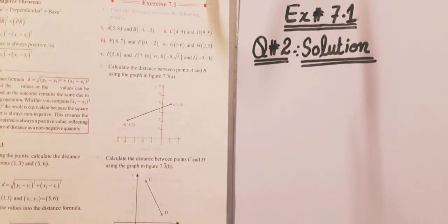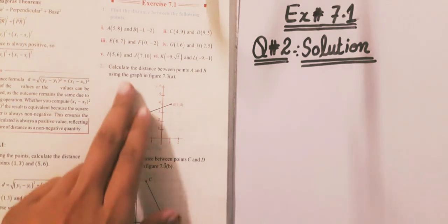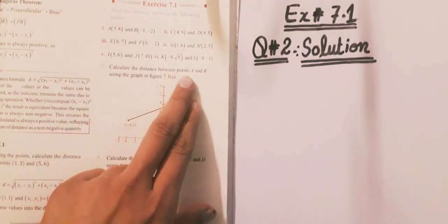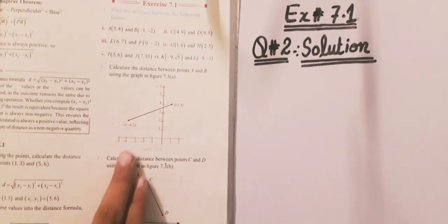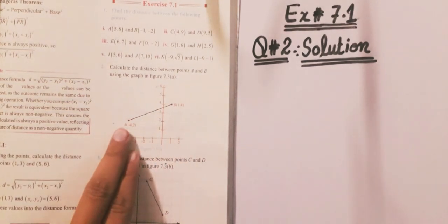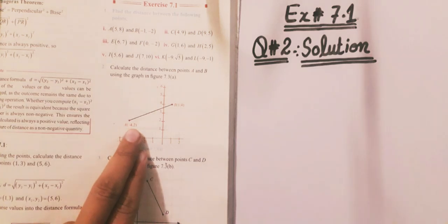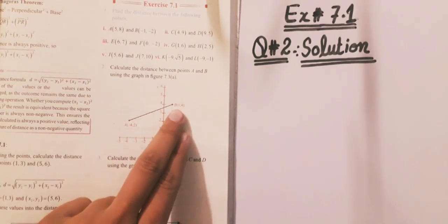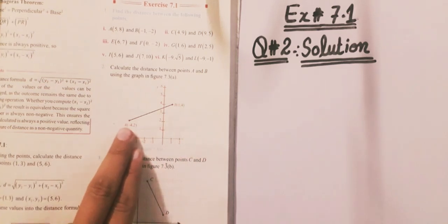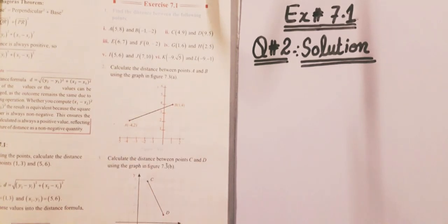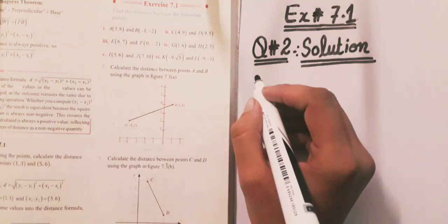Now we will solve question number 2 from exercise 7.1. Calculate the distance between points A and B using the graph. In the figure, you can see a graph where point A coordinates are -4 and 2 and point B coordinates are 1 and 4. You have to find the distance between A and B. So, I will explain a very simple way how you can solve this question.